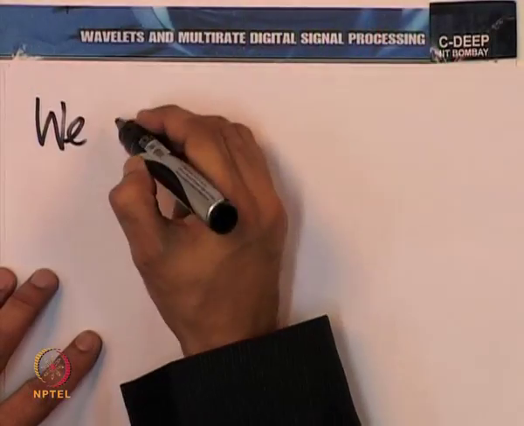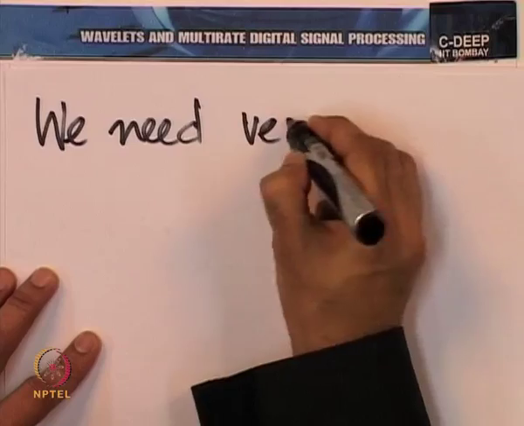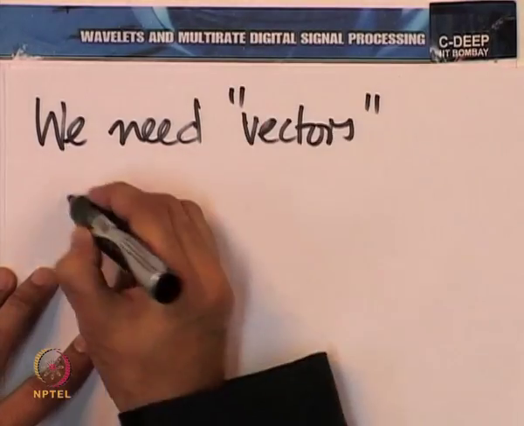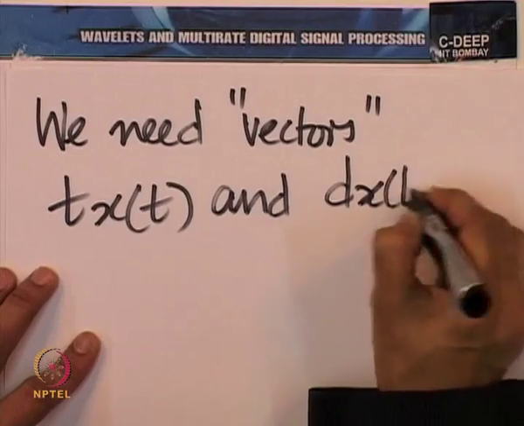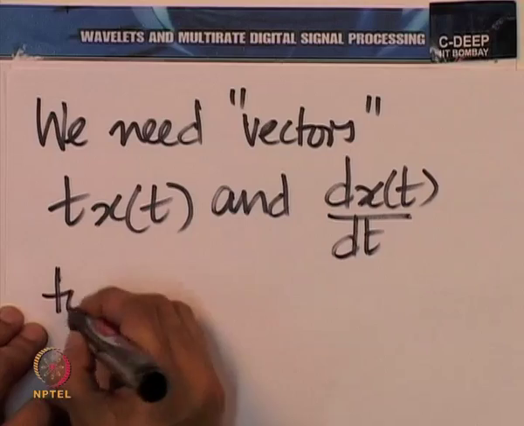What really is theta? Theta is an angle between these two so called vectors, t x(t) and dx(t)/dt. If you want the angle to be such that cos squared is 1, these two vectors must be collinear. They must be along the same line, so to speak. So, therefore, in the language of functions, we need the so called vectors t x(t) and dx(t)/dt to be collinear.